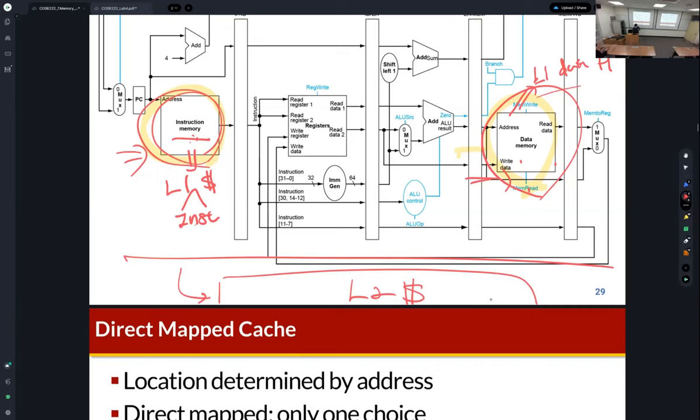Which means that when a processor tries to fetch a certain instruction from the L1 instruction cache, the request is given to the L1 instruction cache. The instruction is indexed by the program counter, which is the address of the instruction. If the requested instruction is not found in the L1 instruction cache, then the request is given to the L2 cache. It's the same for the L1 data cache. When a load or store instruction is executed, the request is first given to the L1 data cache, and if the requested data is not found, then the request is given to the L2 cache.